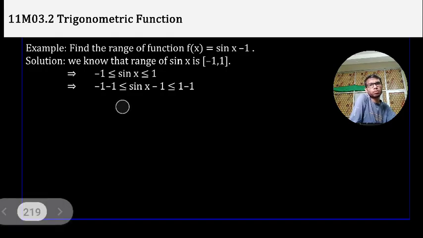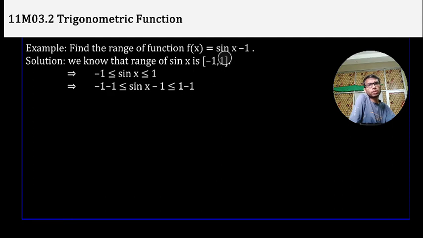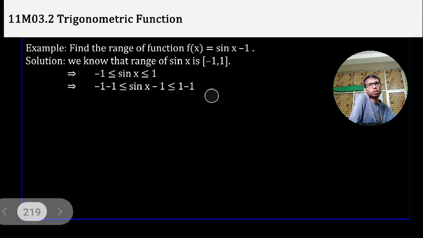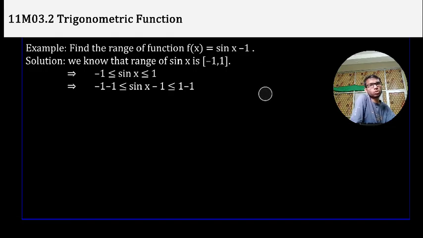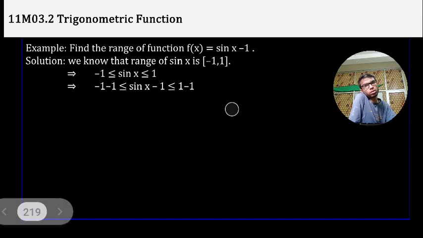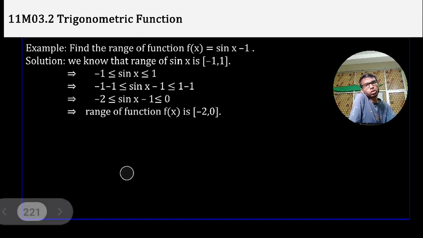So −1 minus 1 gives us −2, and then 1 minus 1 gives 0. We are getting [−2, 0]. So the range of the function is [−2, 0], including both −2 as well as 0.